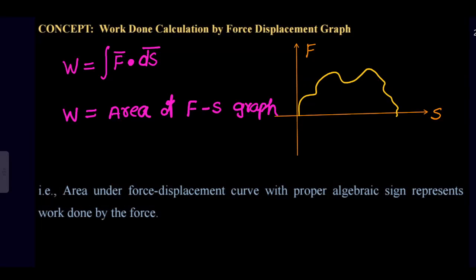And this work done may be positive, may be negative. If the graph lies above the x-axis, it is positive. If the graph lies below the x-axis, then it is negative. So the work done is the area under the force displacement curve with the proper algebraic sign. Proper algebraic sign means if it is above, positive, and below, negative.